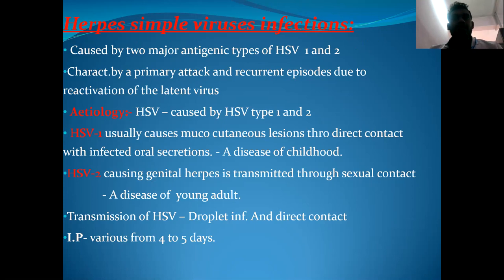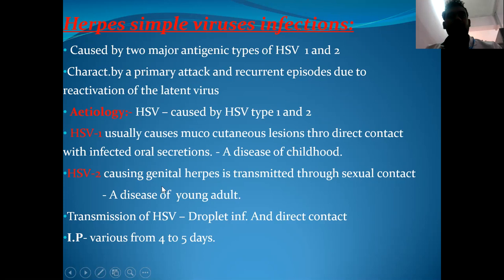So etiology: HSV infection is caused basically by two types of viruses, HSV type 1 and type 2. HSV 1 is related to the oral region and upper tract, that is, mucosal lesions and cutaneous lesions around the oral cavity. And HSV 2 is related to genital herpes, but either of them can cause genital herpes as well as oropharyngeal herpes simplex.